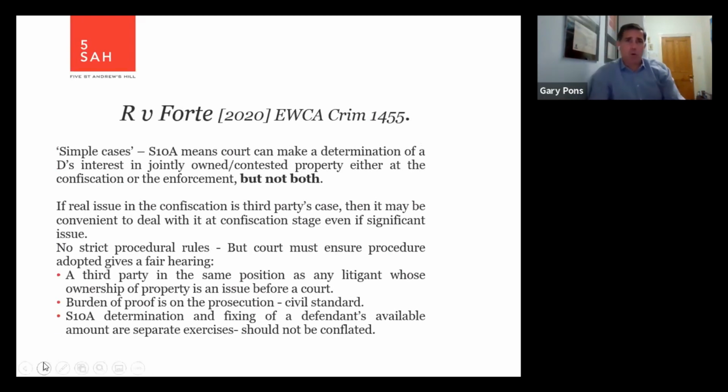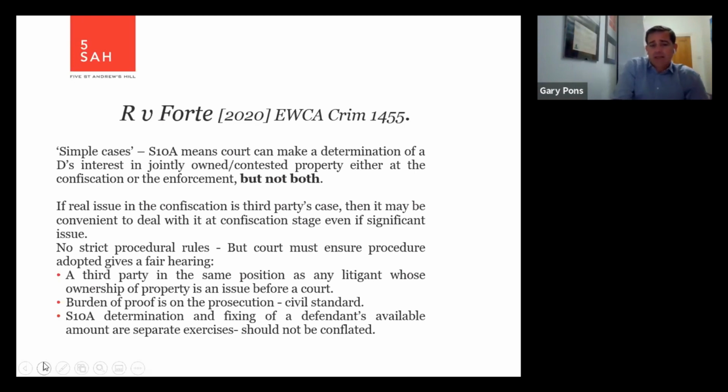In the case of Fort, the Court of Appeal considered precisely what it was that the Supreme Court meant by simple cases. It reiterated the point that Section 10A is designed to allow a third party to intervene either at confiscation or enforcement, but not both.